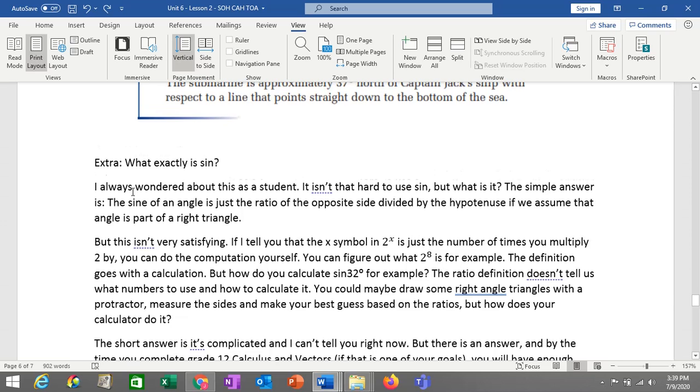Okay, I've put this here if you're actually wondering what sine is, just if you're extra interested in something. As a student, this kind of bothered me until I got into calculus and I understood it a little better. What actually is sine? So if you're interested, you can read through this. This is not on the test or the exam. You won't find it in your textbook, so don't worry about it. But if you're interested, it is kind of interesting.